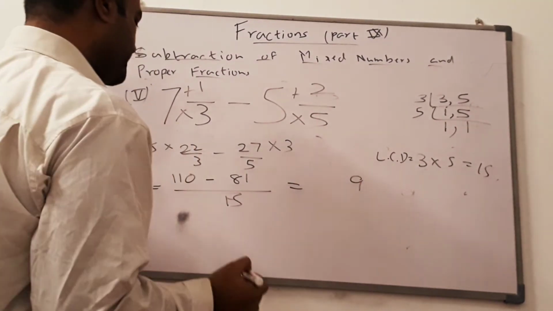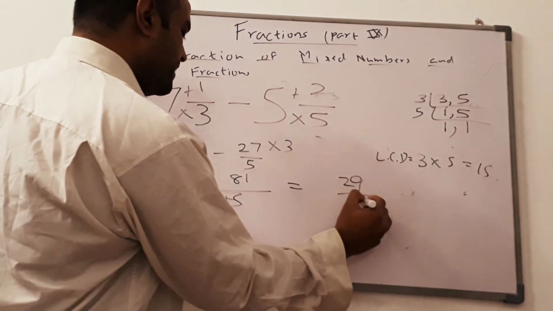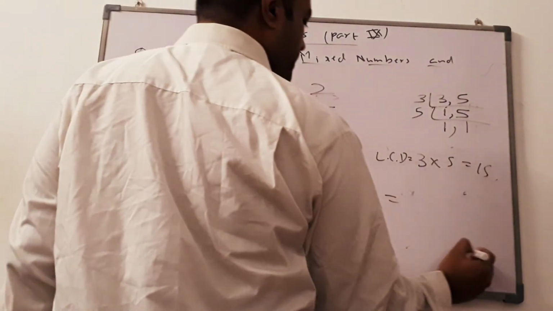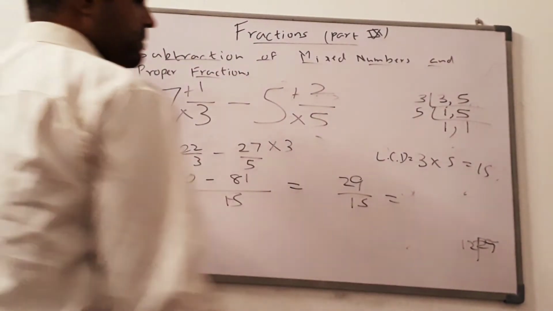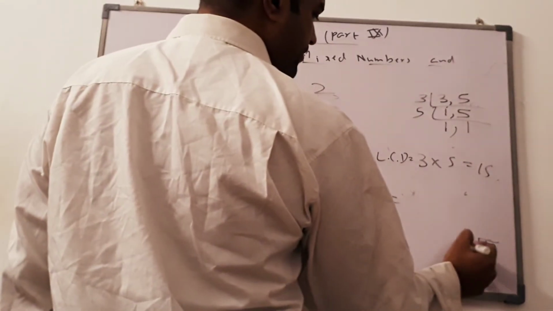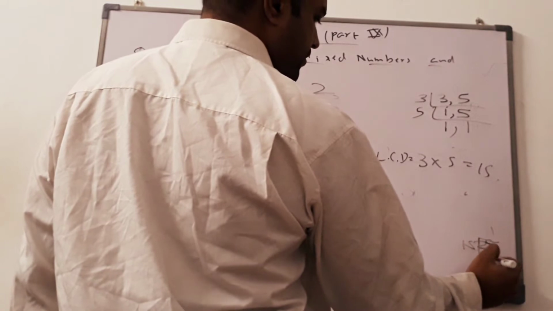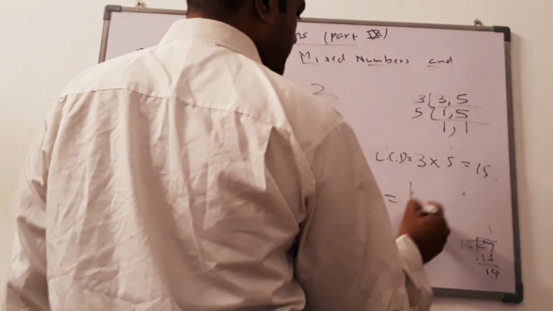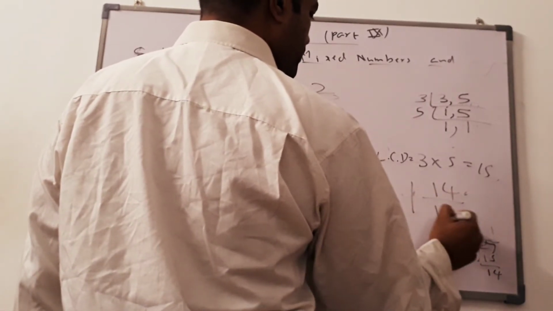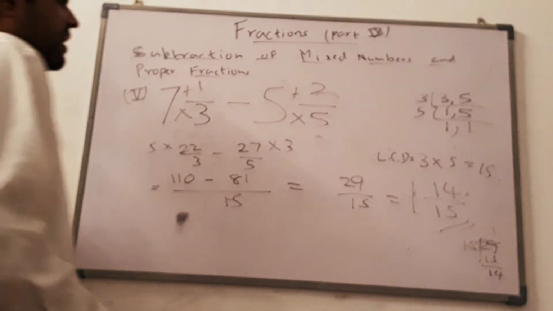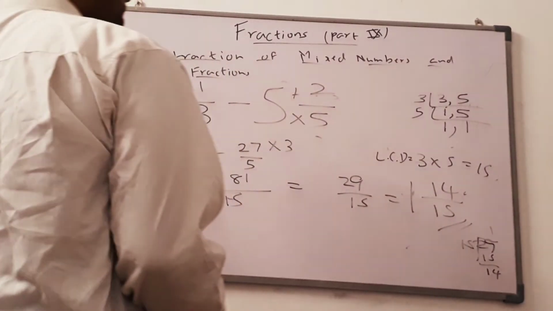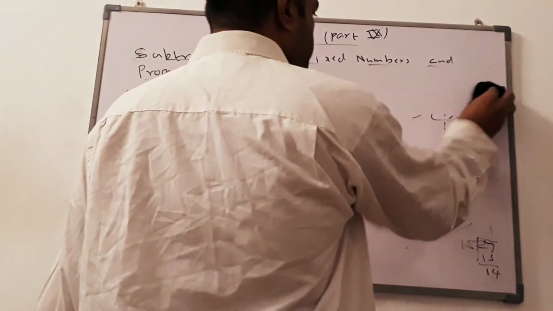So it is 29 out of 50. Now we have to convert this into a mixed number. So 15 times 1, 15 and 40... so here the answer is 1 and 14 out of 50.